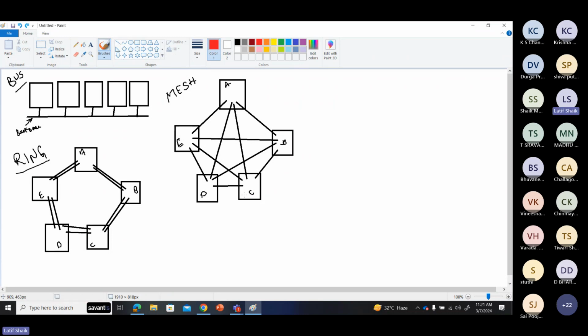Okay. And it does not depend upon any centralized device here, but it is complex to configure, difficult to troubleshoot, and very difficult to scale. What is scaling? Scaling is the ability to increase. So I have 10 devices connected. Now I have to increase my network up to 15 devices. That is scalability.